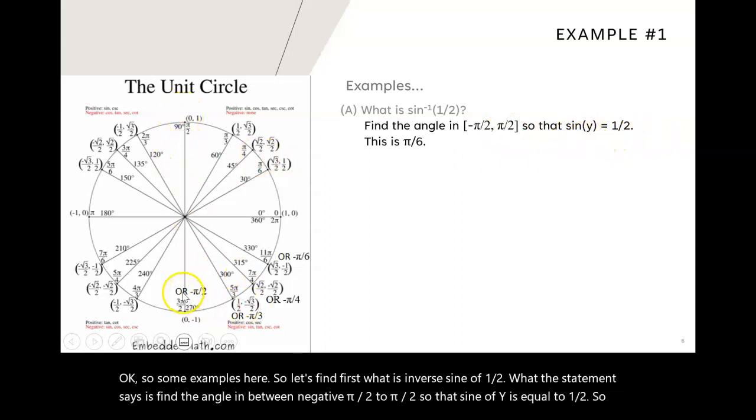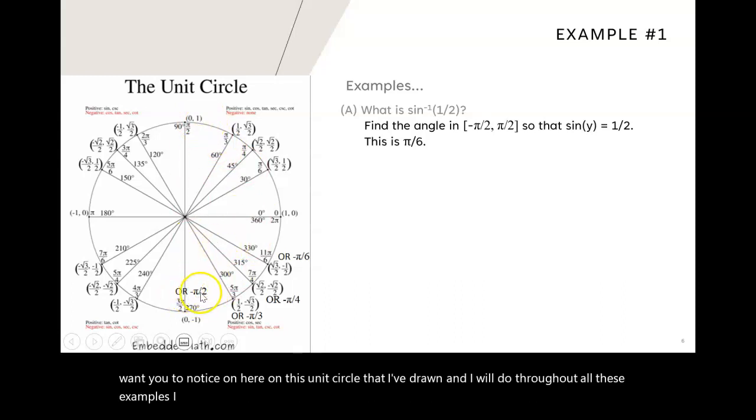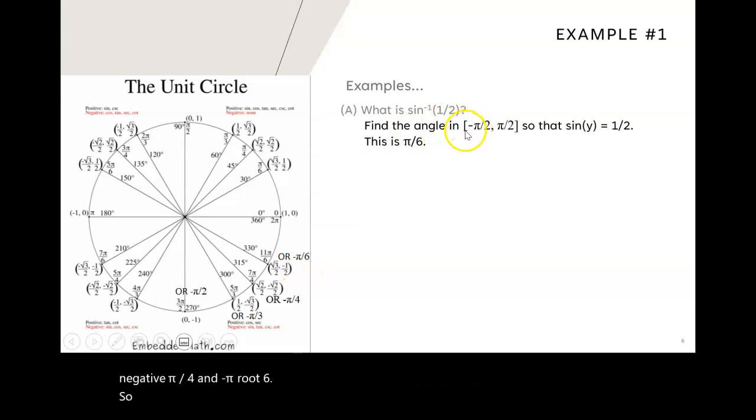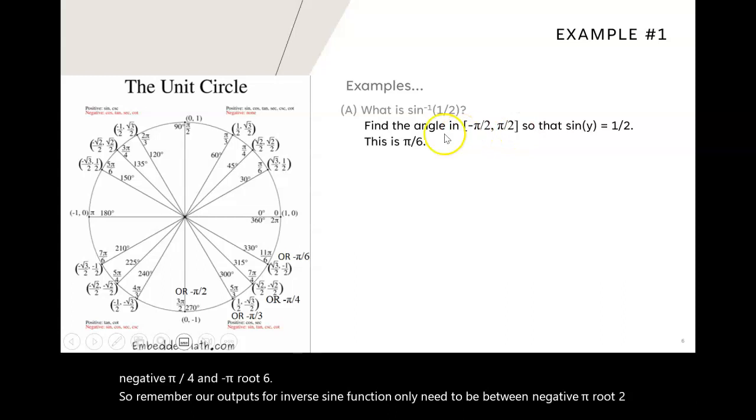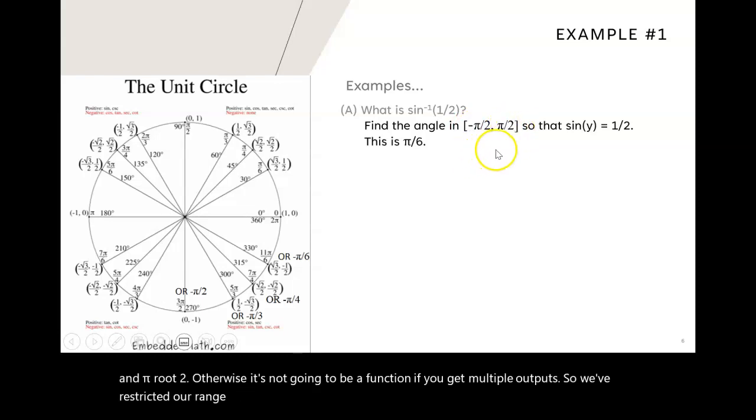So I want you to notice on this unit circle that I've drawn, and I will do throughout all these examples, I also included the negative versions of the angles in the 4th quadrant. So we got -pi over 2, which is the same coterminal angle as 3 pi over 2, -pi over 3, -pi over 4, and -pi over 6. Remember, our outputs for our inverse sine function only need to be between -pi over 2 and pi over 2. Otherwise, it's not going to be a function if you get multiple outputs. So we've restricted our range of values that we give as outputs.